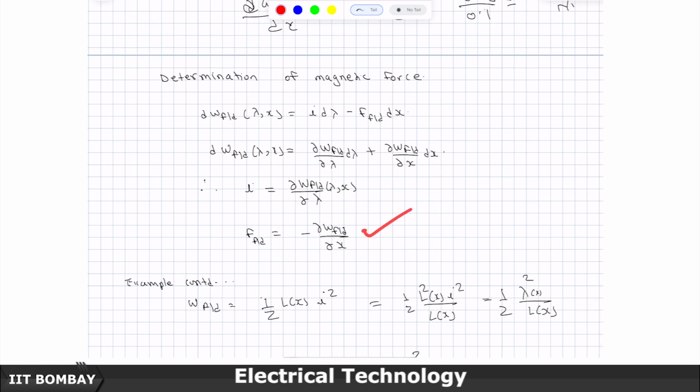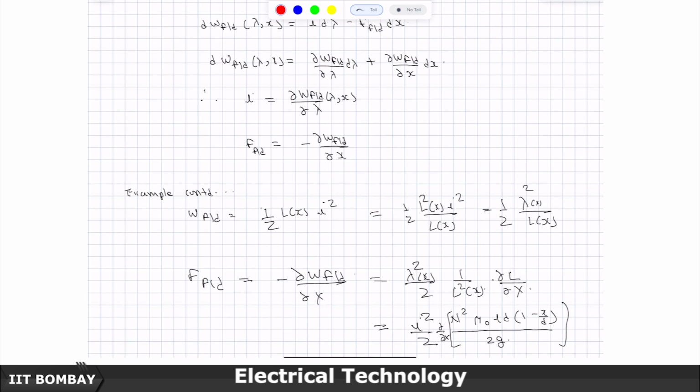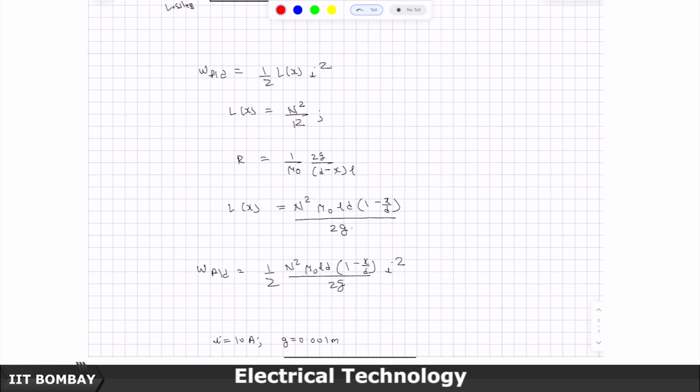Anyway, so we came to this conclusion that the force created due to the interaction of the magnetic field is minus of rate of change of magnetic field energy, partial derivative with respect to x. Now, we want to apply this on this particular example where we have already calculated this.